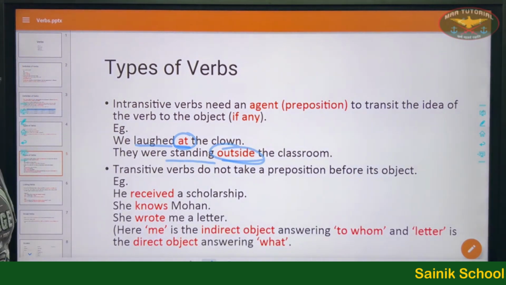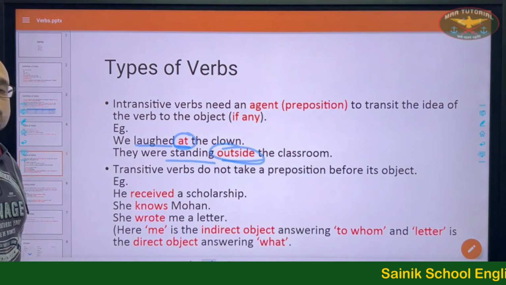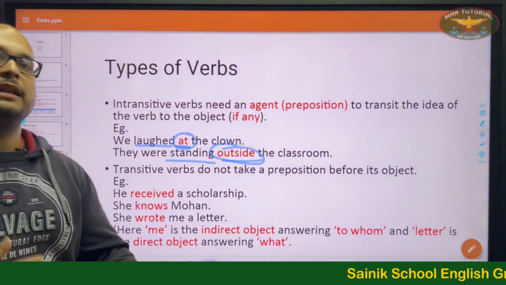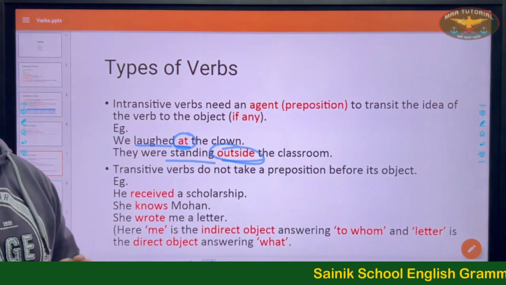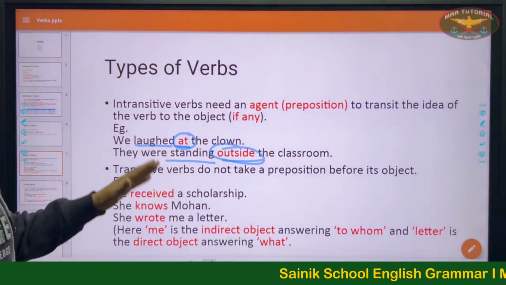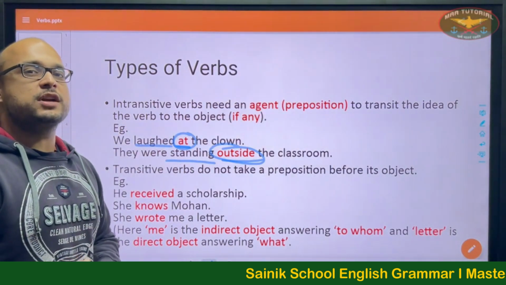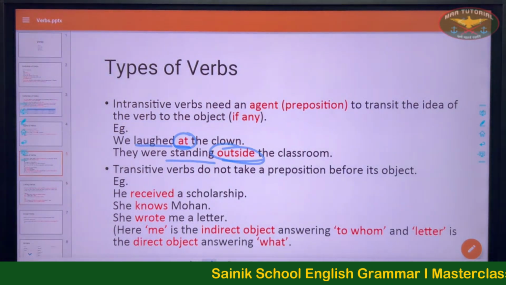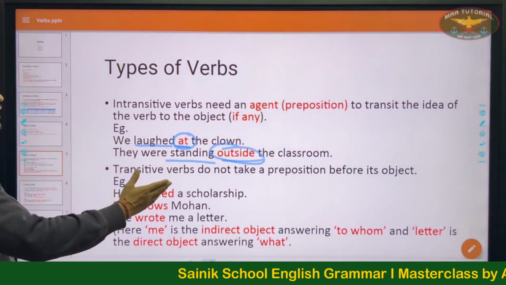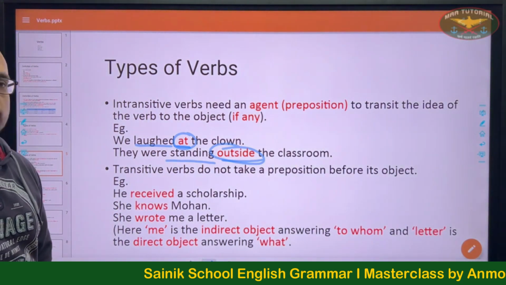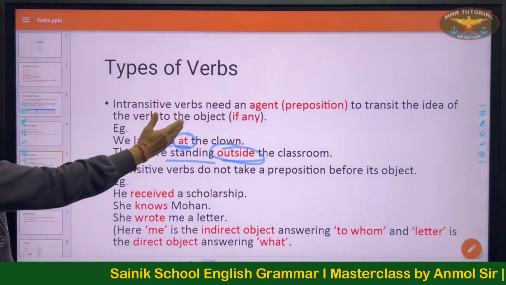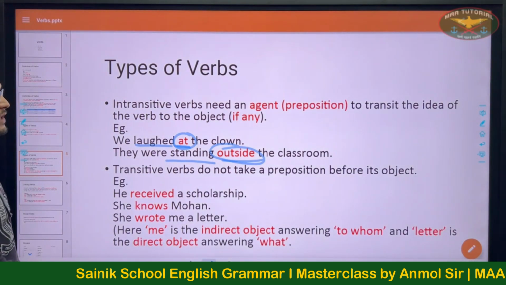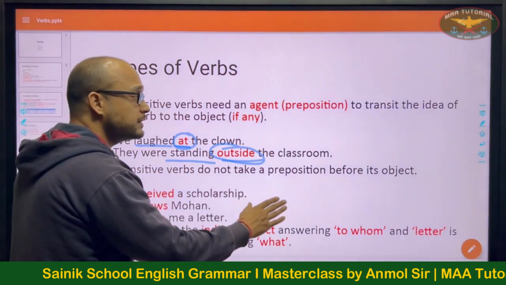That is why it's called transitive and intransitive, because transitive verbs transit the idea by themselves. Intransitive verbs do not transit the idea by themselves. They need an agent, a preposition, to transit the idea for them to the object. And transitive verbs do not take a preposition before their object. So as intransitive verbs take a preposition before their object, transitive verbs do not.